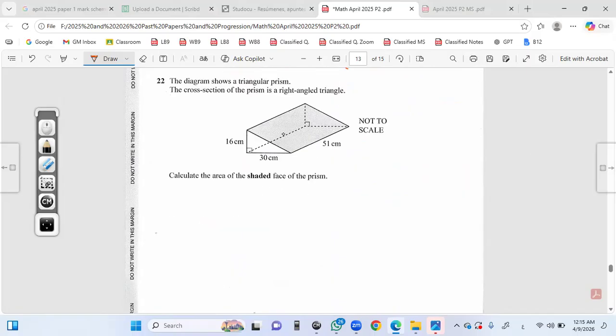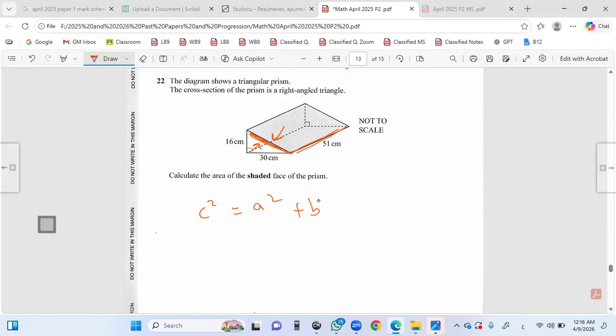They wanted the area of the shaded face. I have the length, but do you have the width? No, we don't. So what are we going to do? I'm going to need here to do 51 times something. How can I find this? You must use the Pythagoras theorem. So c squared equals a squared plus b squared, because c is the hypotenuse, it is opposite to the right angle.